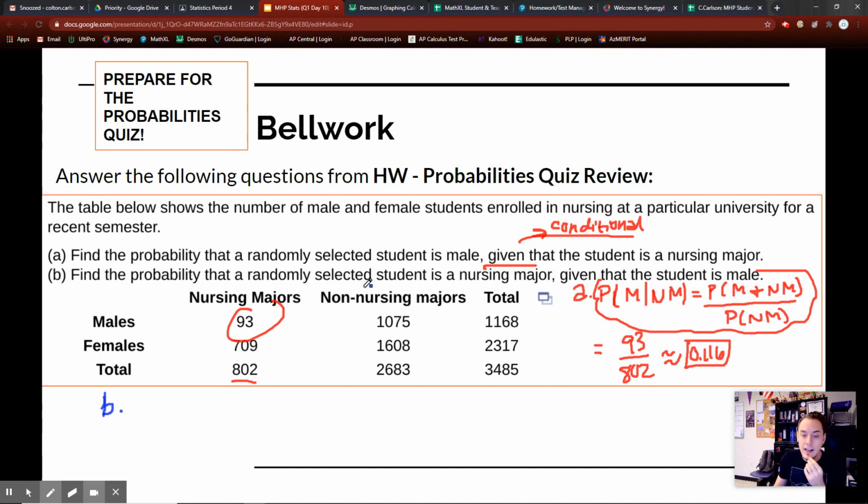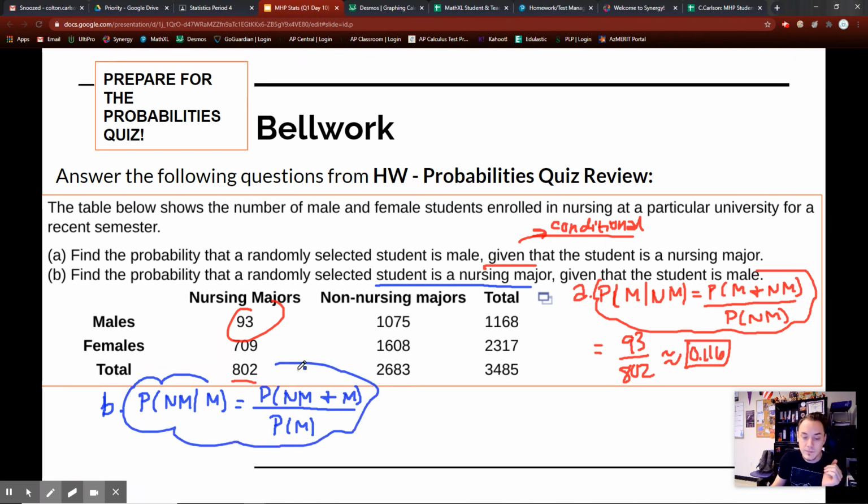Find the probability that a randomly selected student is a nursing major given that he is a male. So it's kind of flipped. So now the probability that is a nursing major given that he is male. So what is that? The overlap. So nursing major and male all over the condition, just male. So again, this is my formula. Let's get to it. What is the probability of a nursing major and male? We already circled it here. Nursing major and male is 93.